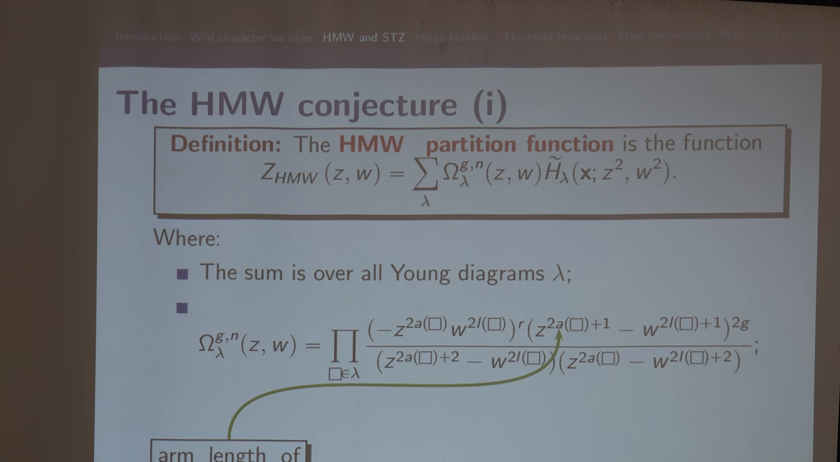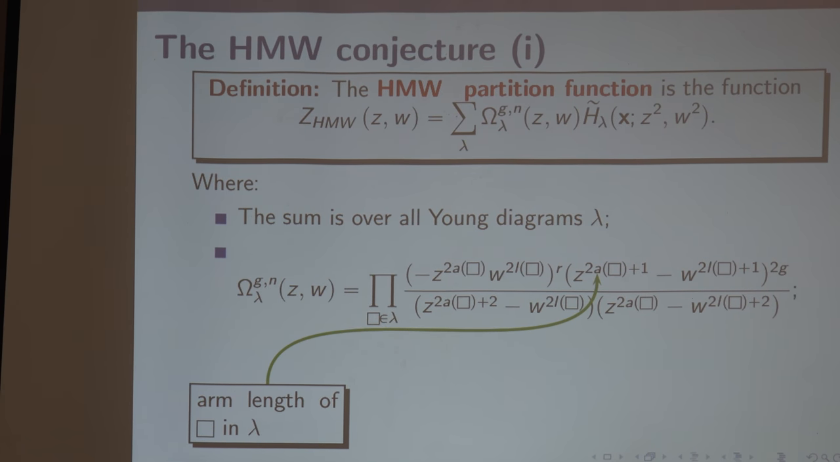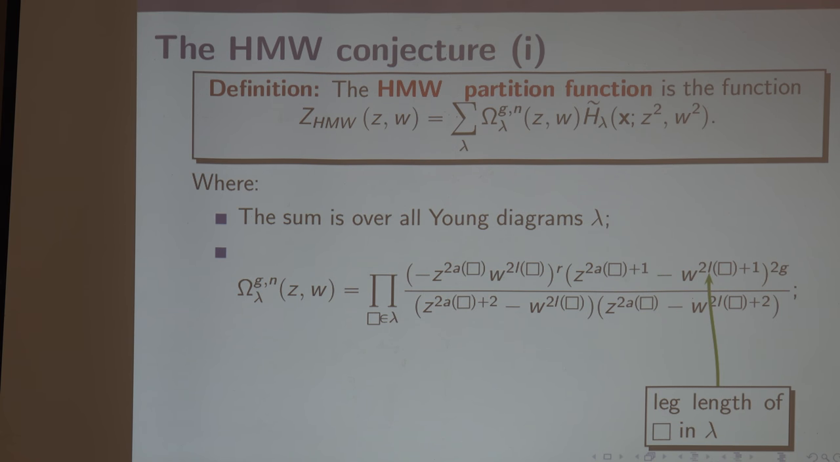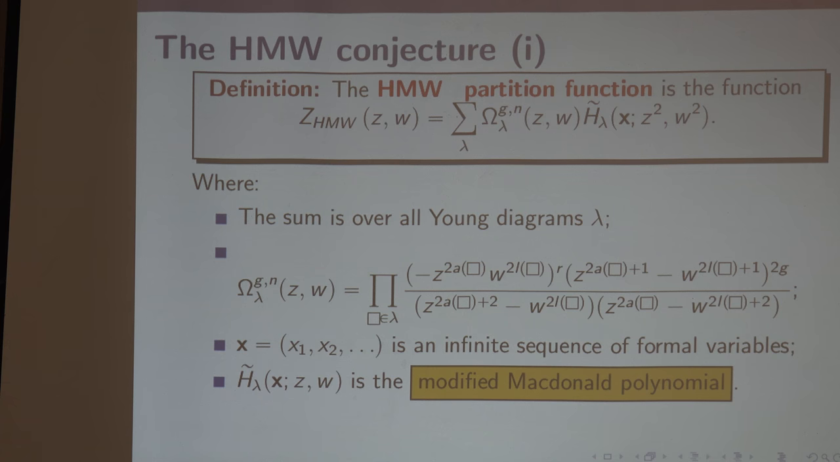And as you see, it's an explicit expression of ratios depending on the boxes inside the Young diagram. So you have two variables, z and w. You have monomials in those variables, or some simple polynomials, differences of monomials raised to a power. And the powers of those monomials are either the arm length or the leg length of the box in the Young diagram. L is the leg length and a is the arm length of the box. And the only way in which the genus enters this formula is through this power 2g. Okay, so this is the modified hook polynomial. The other guy is the modified Macdonald polynomial. It depends on an infinite sequence of formal variables, which is going to label the representations of the symmetric groups.